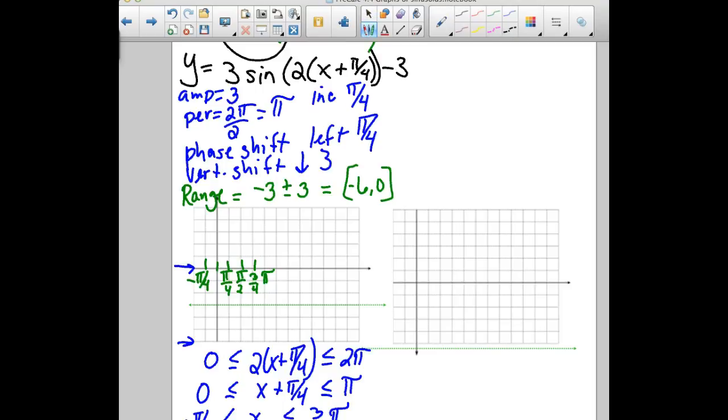What kind of graph are we doing? A sine curve. Sine starts at 0, or our new 0, our new dotted line. So at my very first tick mark over here at negative pi over 4, I am down here, right, at negative 3. That's my new 0. Then I move up to my high point. Amplitude is 3, so 3 spaces above there. Back down to my 0 line, to my low point, which we said was going to be a negative 6, and back up to 0. Questions on that?